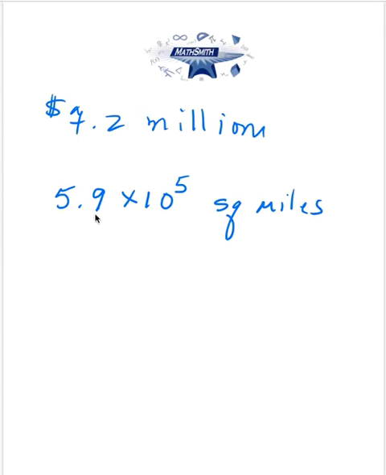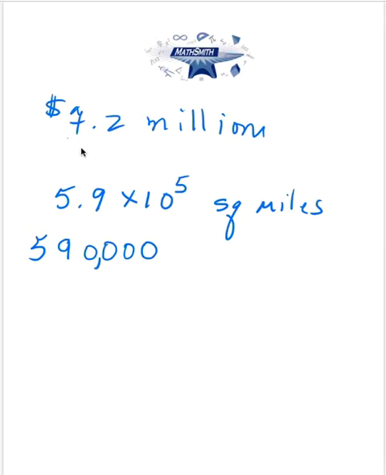If you want to see what that is in decimal, you're going to move the decimal place 5 times. 1, 2, 3, 4, 5. So that's 590,000 square miles. Now the question was, what is the price per square mile? So we're going to use our scientific notation here and figure this out.